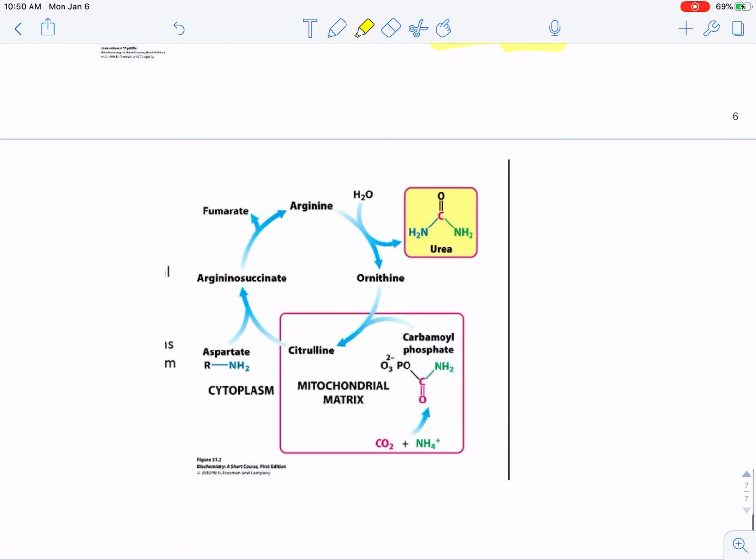This is just an overall demonstration of what I just talked about. So the formation of arginine and formation of ornithine, the process that occurs between the two leads to the generation of what? Urea, and that is excreted from the body.